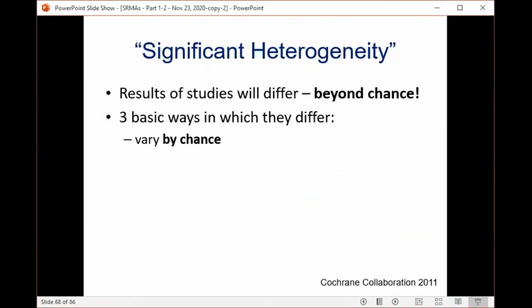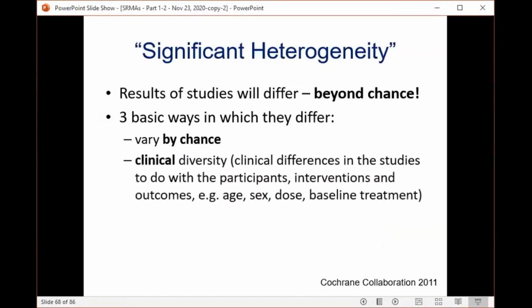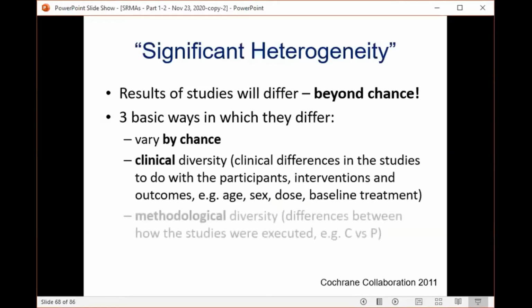So beyond differences in the results between studies that would result from chance, studies may have clinical differences, including the type of participants included, the way the intervention was administered, and the way the outcomes were assessed. Studies may also have methodological differences, including how studies were executed. For example, if they were crossover or parallel in design, so in the methods of the actual structure of the study.